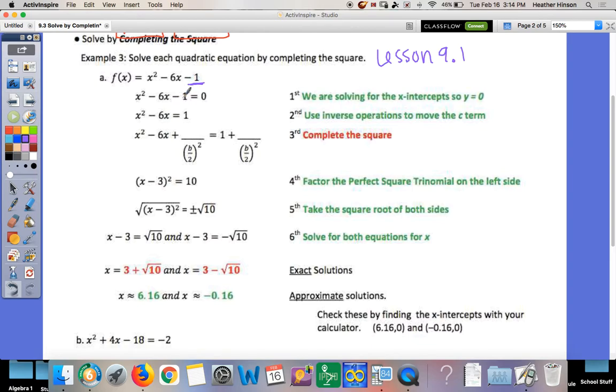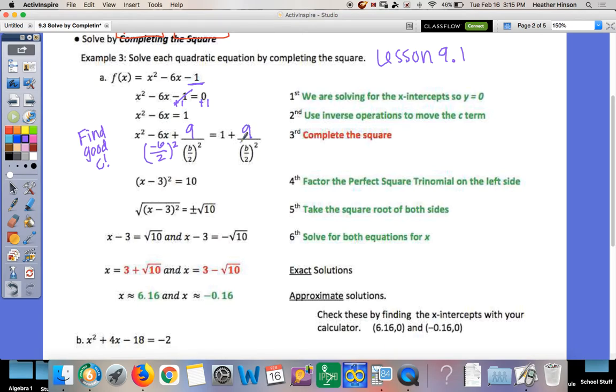So a minus 1, how do we move that over? We add it, so it goes away. That's how we get positive 1. Then we put our blank in. So how do we get that good C? So find your good C. We do our B divided by 2 and squared. So negative 6 divided by 2 squared. That is 9. So that goes in the blank.